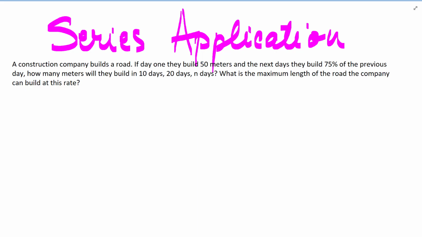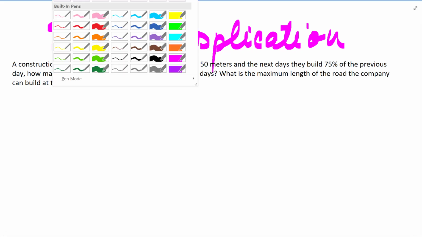In this video, we'll solve an application problem of infinite series. A construction company builds a road. If on day 1 they build 50 meters and on the next days they build 75% of the previous day, how many meters will they build in 10 days, 20 days, or in general in n days? What is the maximum length of the road the company can build at this rate? So let's solve this.